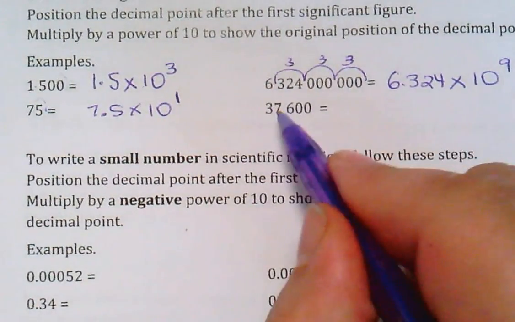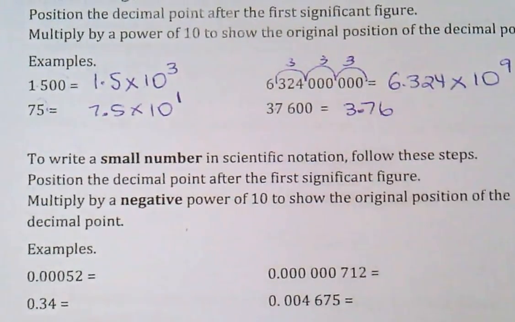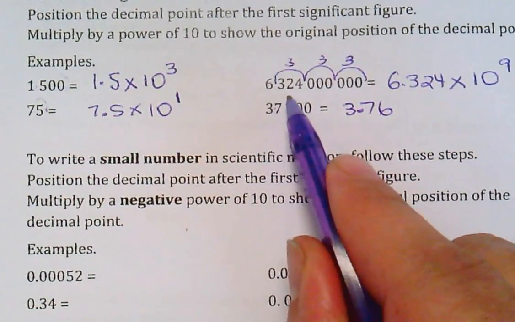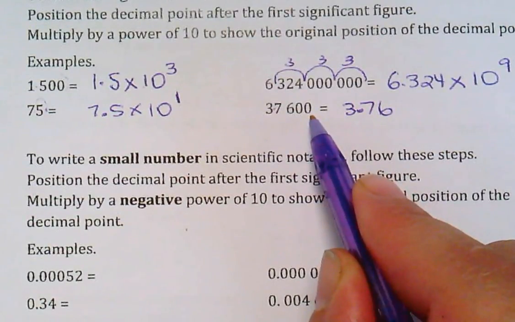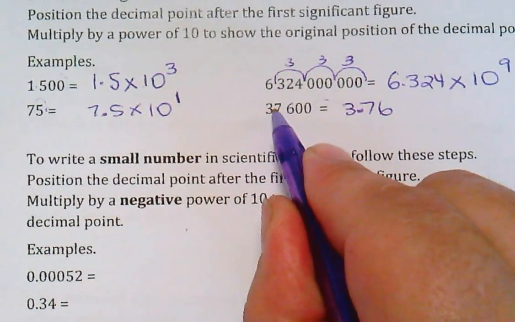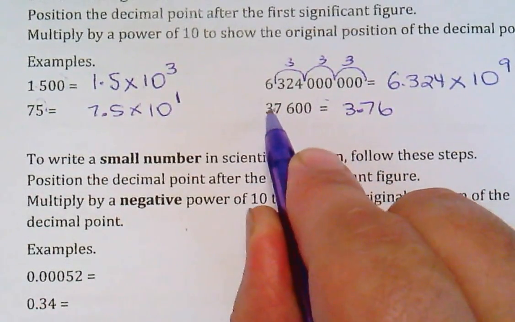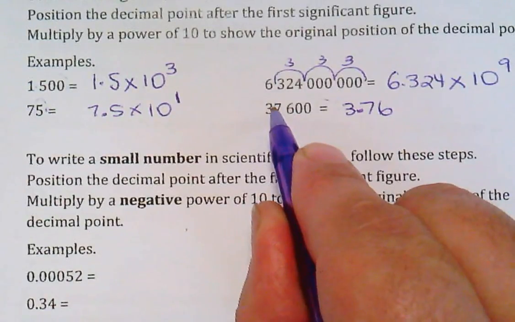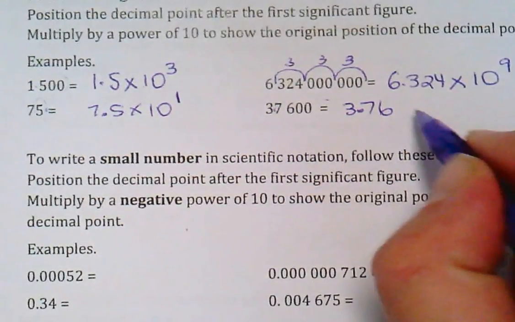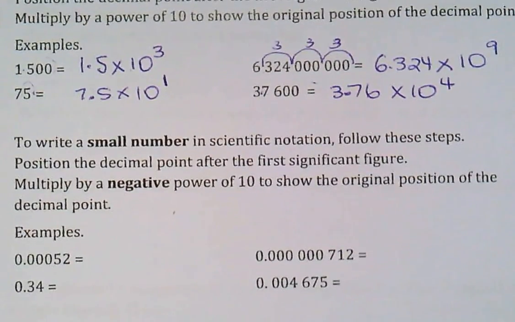The way they say to do it is put the decimal point there, 3.76. They're saying do it this way. And then how many jumps to the end? That's the other way. Do you like it like that? Or do you want to start here and go back? All right, if you want to start at the end and go back, that's fine. Or you can start it here after the first significant figure, 3.76, and how many jumps to the end? 1, 2, 3, 4, times 10 to the 4. That's the other way you can do it.